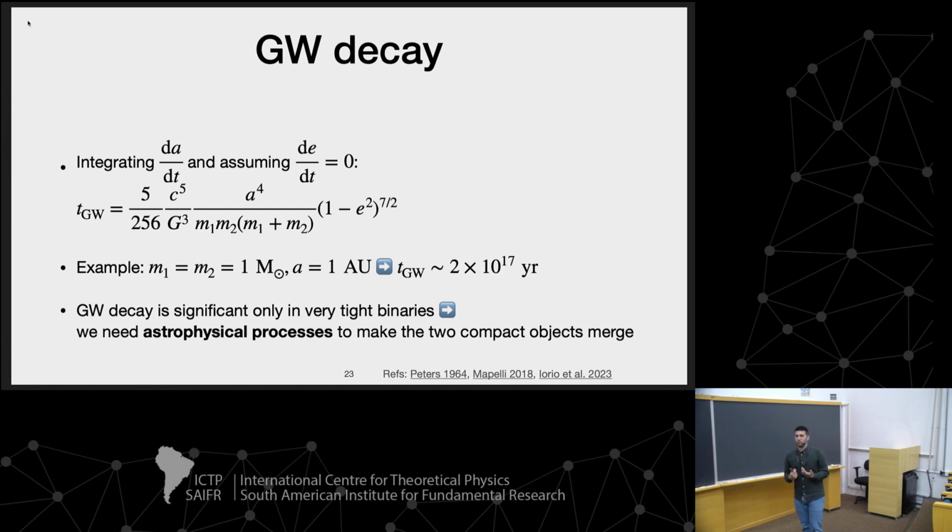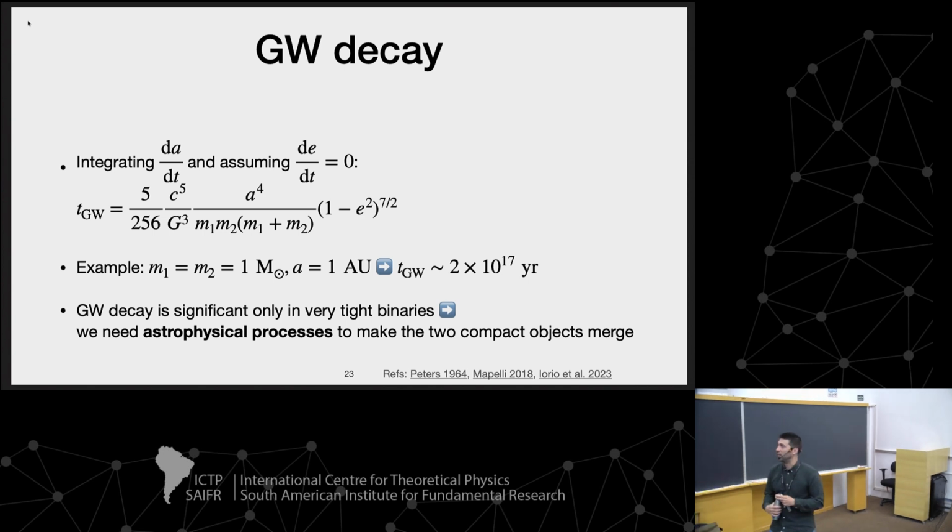So you need astrophysics. This is the point I want to prove. You need astrophysical processes that make two compact objects merge together. Otherwise, for most of them, either they are born super close, or they are not going to merge.